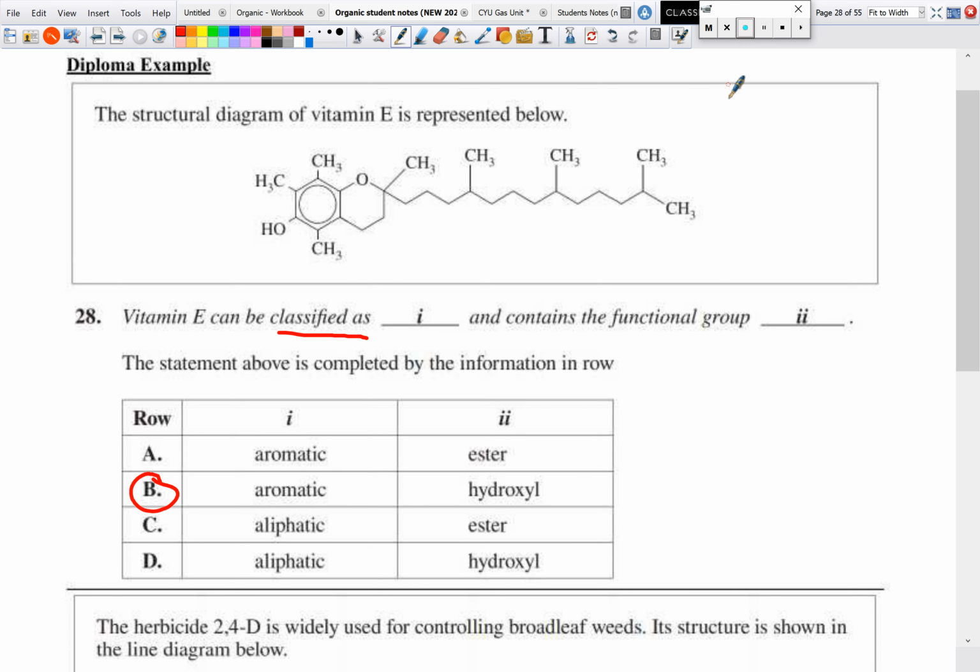And we get the answer as B. So of course the aromatic is this one right here, so we can tell that. We know it's not going to be aliphatic, so we have the aromatic functional group that we can tell. And then of course the hydroxyl shows up right here.